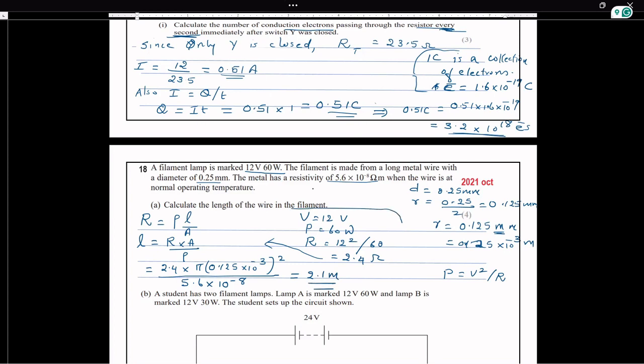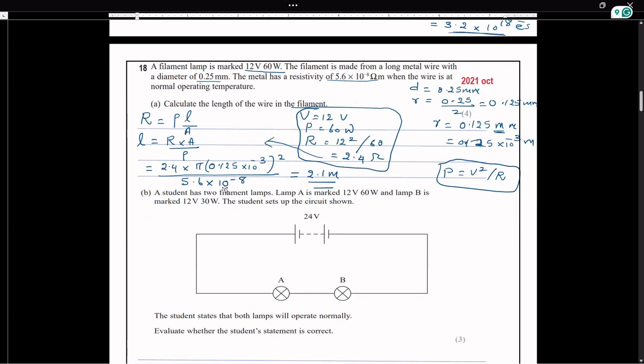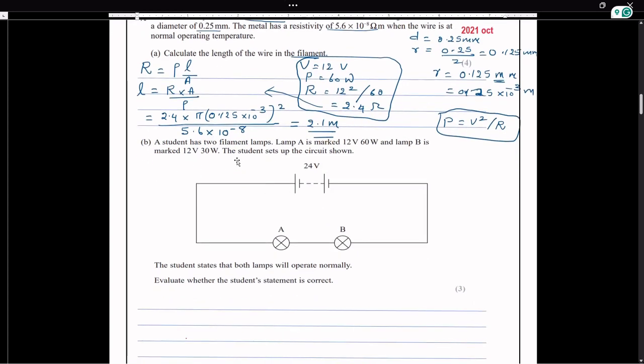So this part is the calculation of resistance, and we have the relation P is equal to V square over R. Now let's move on to the next part of the question. There are two bulbs, A and B, with voltage and power indications of 12 and 60, and 12 and 30. The student states that both the lamps will operate normally. Is this statement correct?